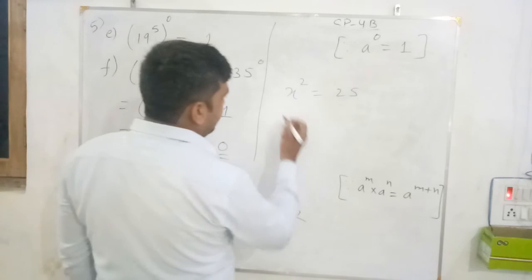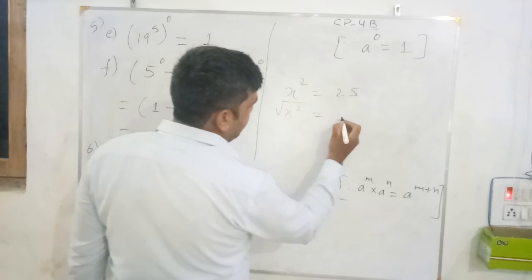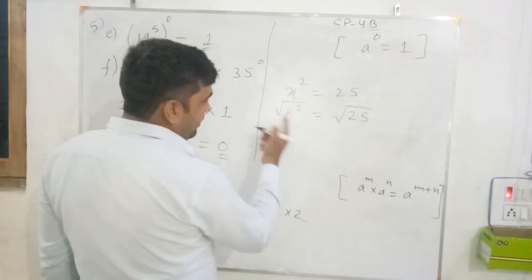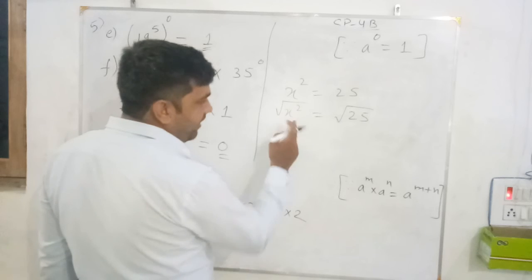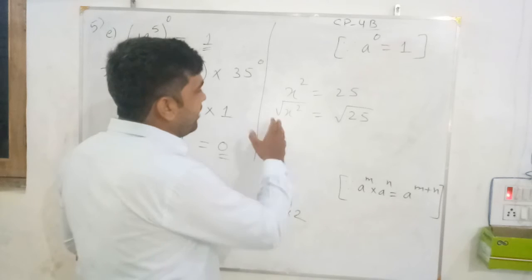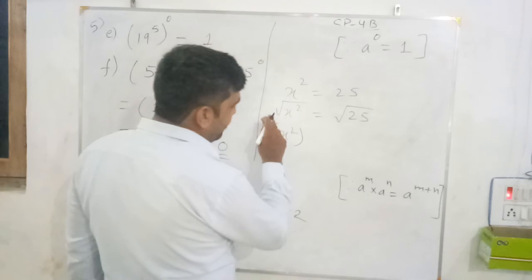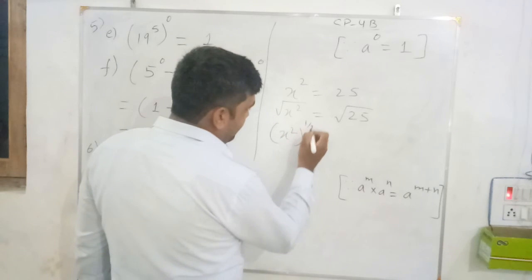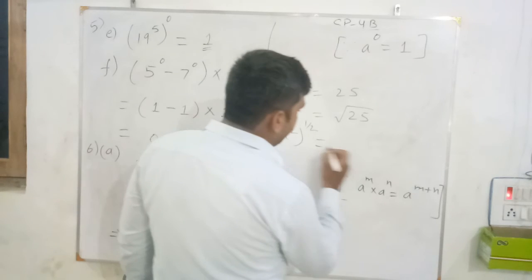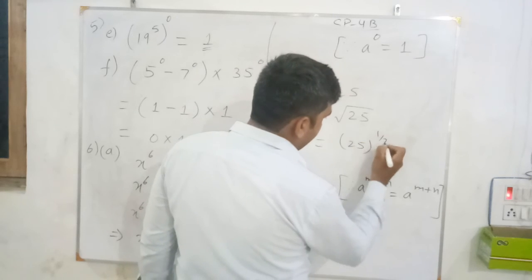So square root means what? If you take the square root of 25, the square root of x square is x. The square root can be expressed as a power index. How do you write the square root? Square root means 1 by 2. So here it is written x square, and in place of the square root the index is 1 by 2. And here also you can write 25 to the power 1 by 2.